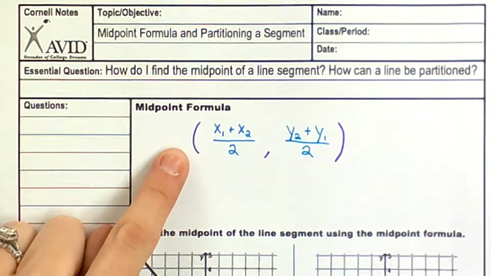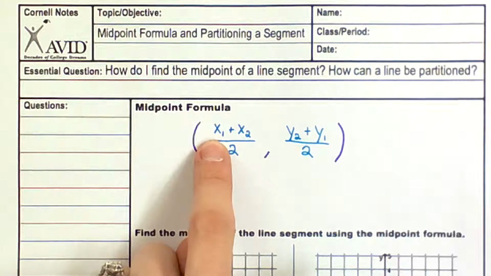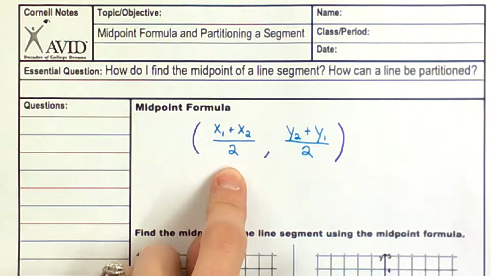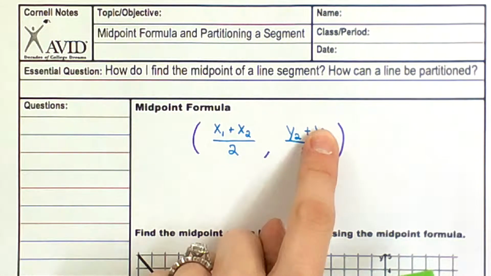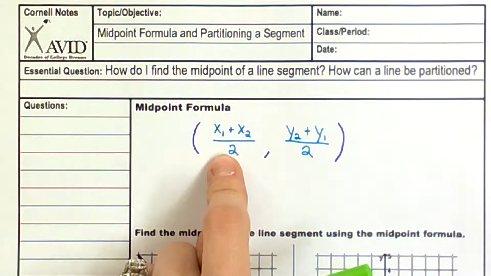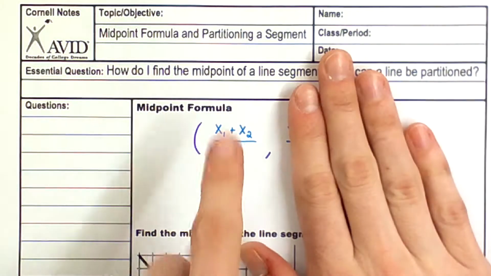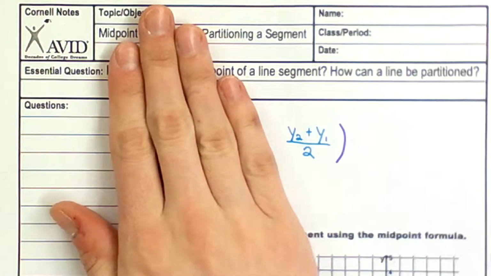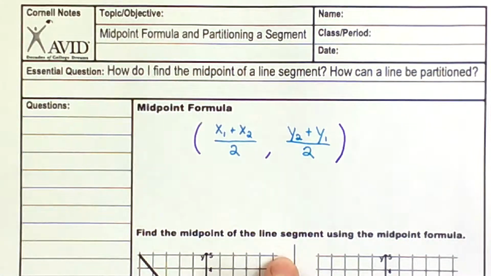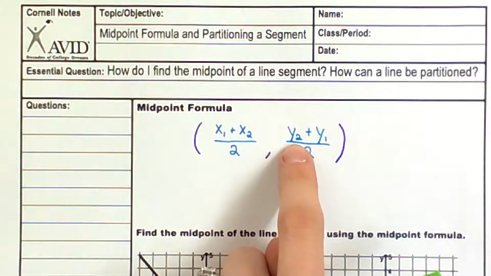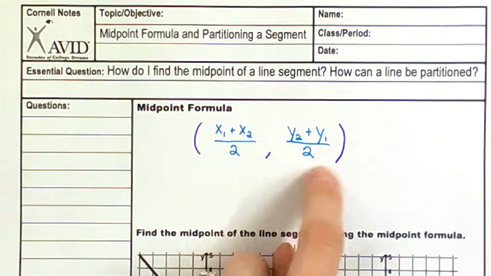So we're going to start off with our midpoint formula. We've got x1 plus x2 divided by 2. This is just calculating the x-coordinate, and then for the y-coordinate, this calculates just the y-coordinate. So this is actually two separate math problems, which is why that comma is there. And then we're going to do y2 plus y1 over 2.